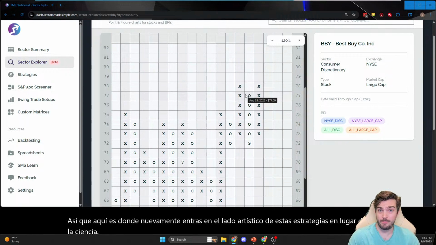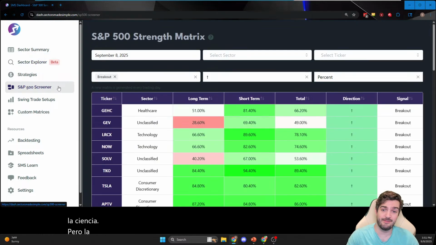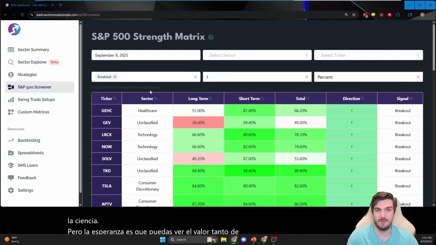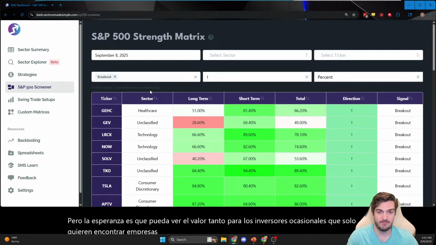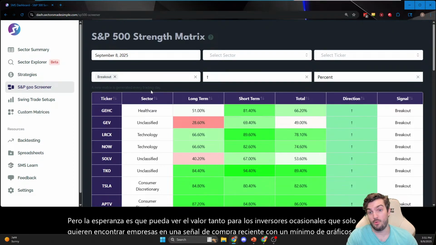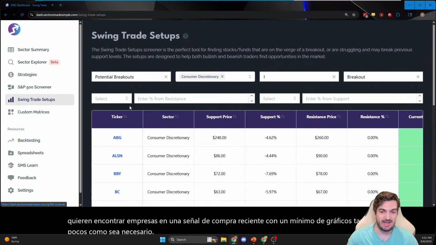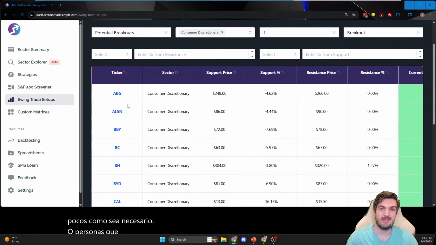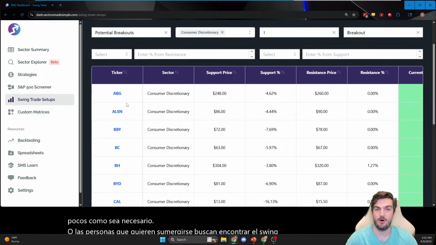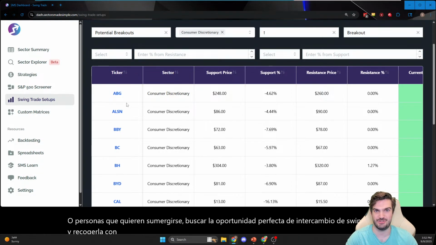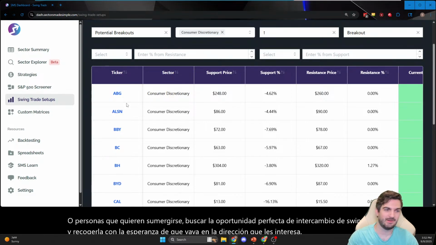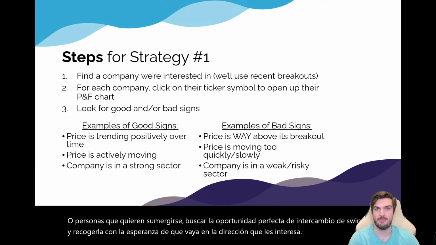But the hope is that you can see the value for both casual investors who just want to find companies on recent buy signals with as little charting as is necessary, or people that want to dive in, look to find the perfect swing trade opportunity and scoop it up with the hope that it goes in the direction they're interested in. So that is strategy number 1.